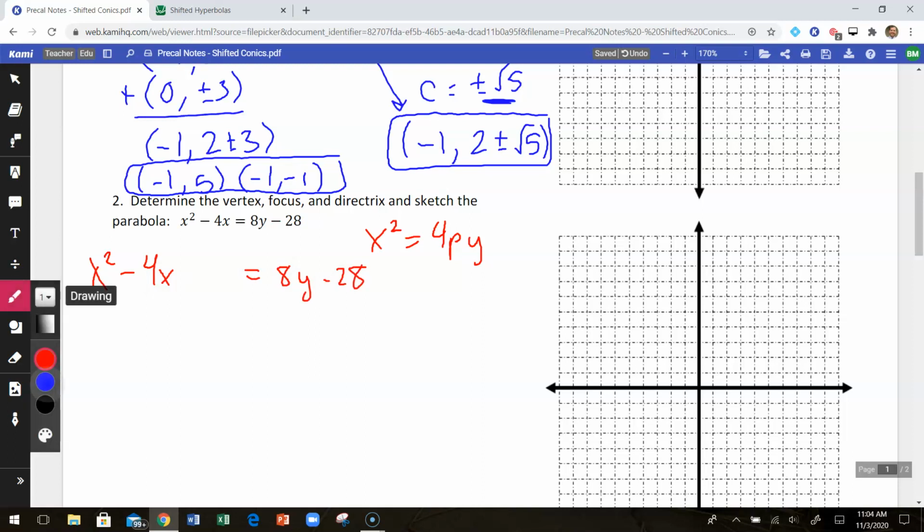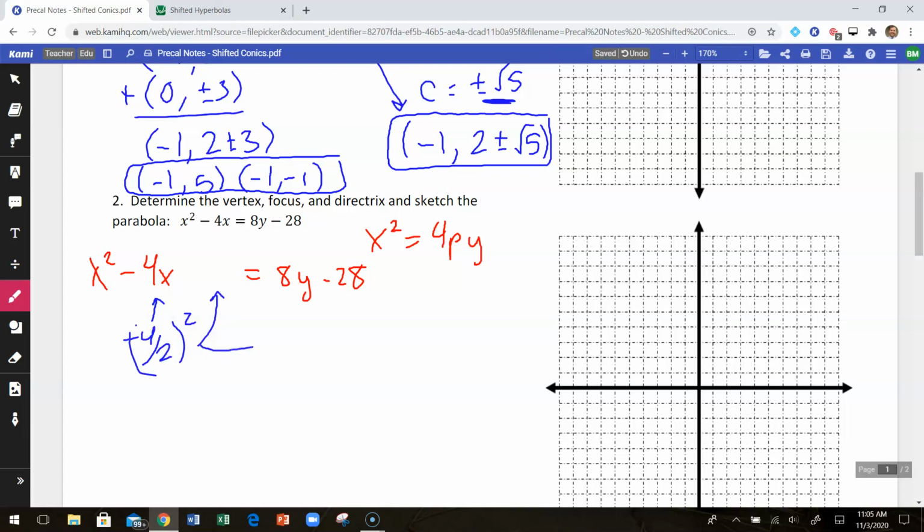And so remember that the process of completing the square is to take this b value, divide it by 2, and square it, and then we're going to add that in, and we have to do that to both sides of the equation. So -4 divided by 2 is -2. If we square that, we get +4. That's going to go on both sides of the equation here.